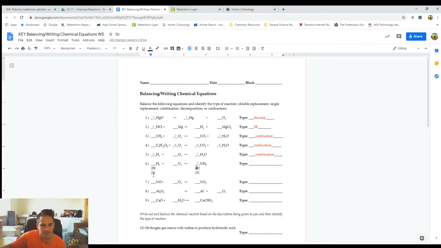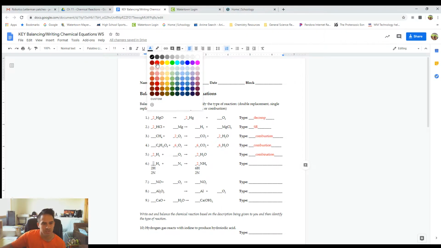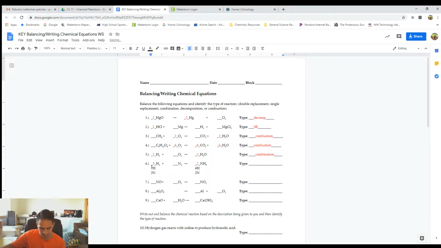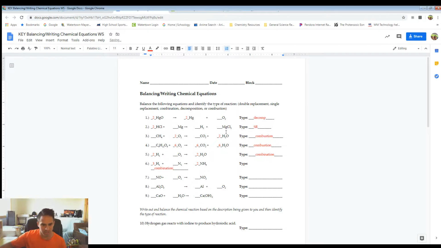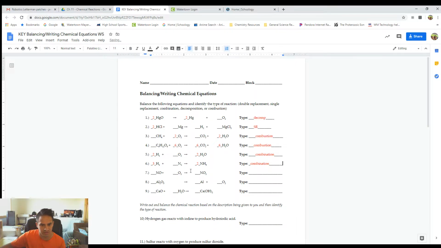Since our nitrogens are now balanced, but our hydrogens are not, this one now is a lot easier because we have 6 hydrogens on the right, 2 on the left, which means we're going to need to put a 3 there to change our hydrogens into 6. Okay, so there's our balanced equation. And as for the reaction type, it is just like the one above it, just like number 5. This is going to be a combination reaction where, again, we have 2 reactants reacting to make one product.